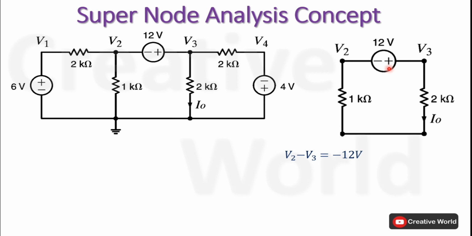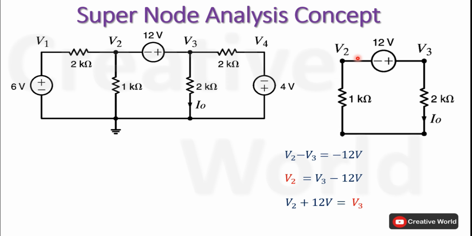Now if we want to merge the value of this voltage source towards this node V2, then using this equation, the equation of voltage for V2 will be equal to V3 minus 12 volt. Similarly, if we want to merge this voltage source towards V3, then using this equation again, the equation for this node voltage V3 will be equal to V2 plus 12 volt.